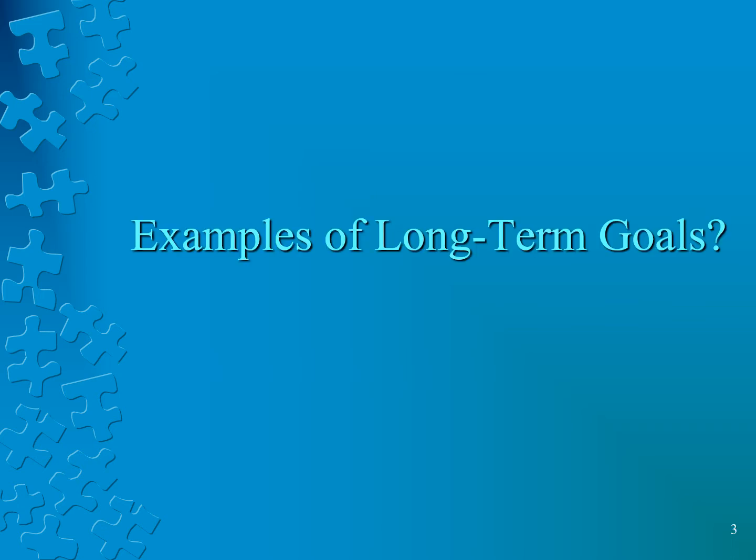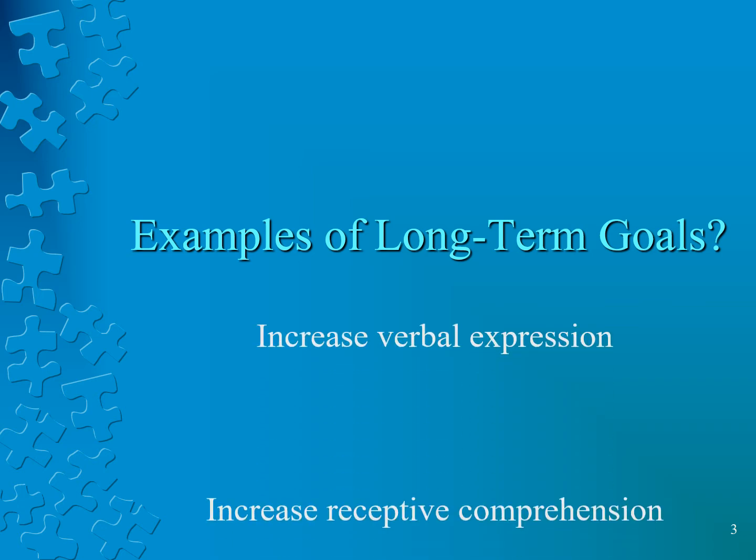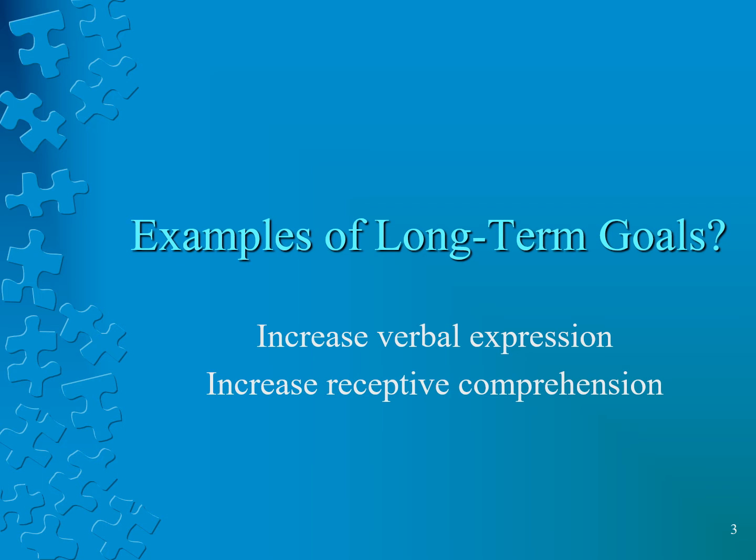So what are some examples of long-term goals, right? So when we think about a long-term goal, we're really thinking about what do we want our client, our student, our patient to accomplish in his or her entire life? What do you want your student with autism to accomplish? So one example could be to increase verbal expression. One could be to increase receptive comprehension. What else could we think about for someone with ASD? I'm just going to leave that hanging there. I want you to think about it.